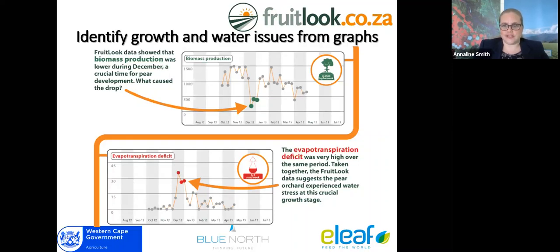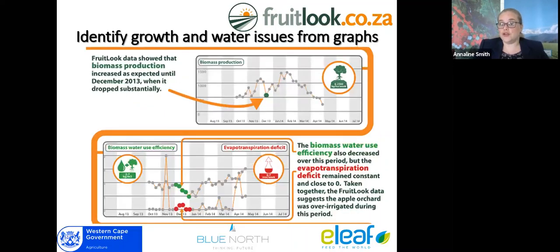Because the ET deficit is super high there, where your biomass production is low. If we look at something like over irrigation, and this is something we saw quite a lot, where we picked it up is actually during the drought, when people started making significant changes to their irrigation to adapt to the low amount of water that they have available. We saw that the 2015-16 season and especially the 14-15 season, a lot of people over-irrigated.